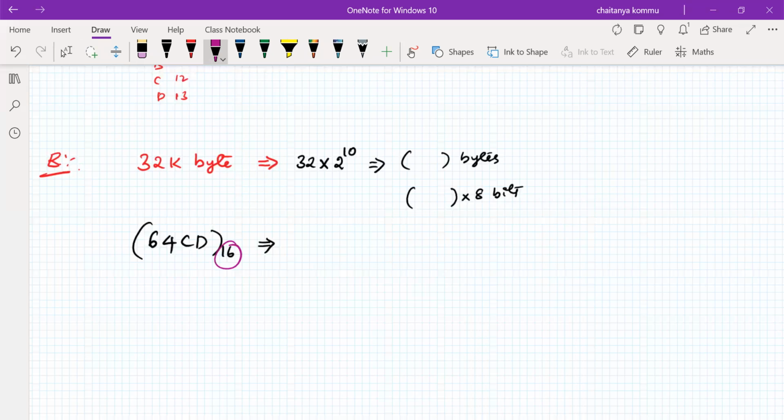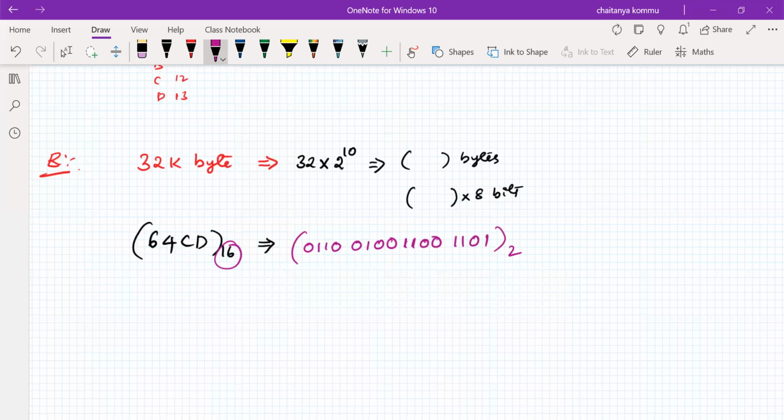4 bits are required. So therefore 6 means 0, 1, 1, 0. 4 means 0, 1, 0, 0. C stands for 12. 12 means 1, 1, 0, 0. D stands for 13, which is 1, 1, 0, 1. That's it. This is called base.